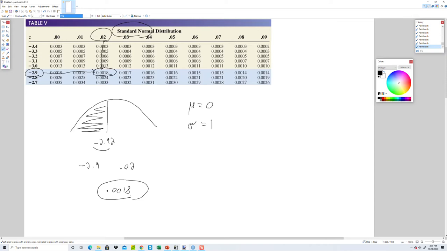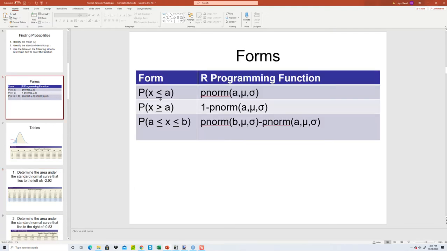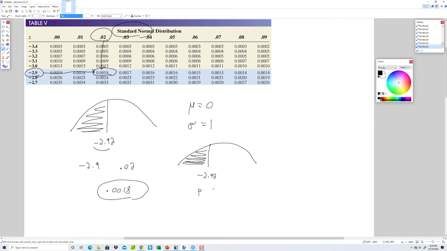Now, when they say find the area, remember that's the same as asking to find the probability or percentage. So all those we do the same way. Okay, so let's redo this. We got negative 2.92, to the left. What I'm going off of here is back to our table. We're trying to rewrite it in one of these three forms. Since it's shaded to the left, that would be a less than or equal to.